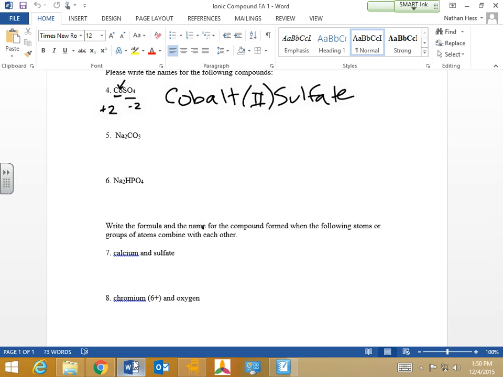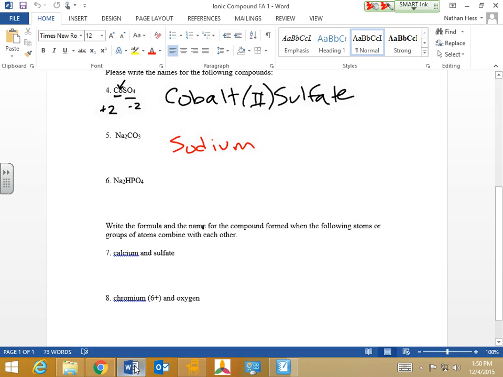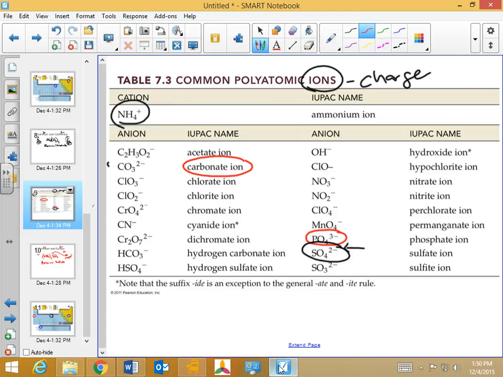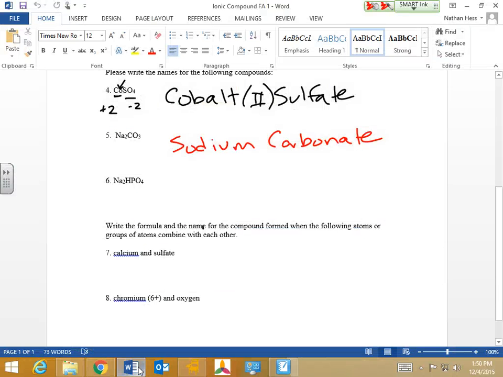Next we have sodium, Na, so sodium, and I'm looking at CO3. If I check my polyatomic ion chart again, CO3 is carbonate. So therefore, the name of this will be sodium carbonate. Notice, no need to use our Roman numerals because sodium is right here, and that is not a transition element. So therefore, I do not need to use Roman numerals.